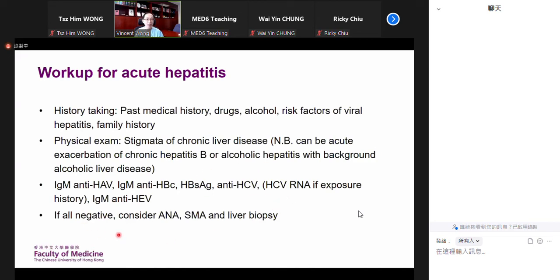Now, if all the tests are negative, consider performing anti-nuclear antibody and anti-smooth muscle antibody. These are for autoimmune hepatitis. And finally, consider liver biopsy to make the diagnosis.